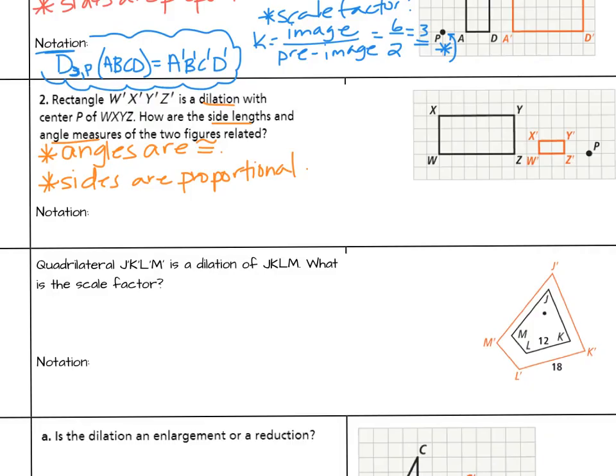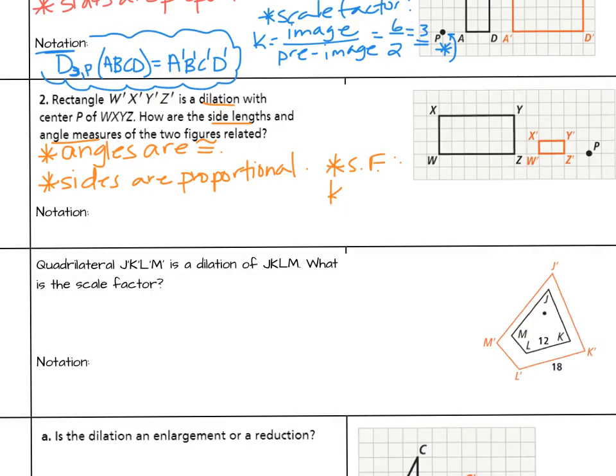But notice in this picture, everybody, WXYZ is bigger than WXYZ prime. So that means this shape is going to be a reduction. It's going to get smaller. And in order for us to figure that out, we need to determine the scale factor.